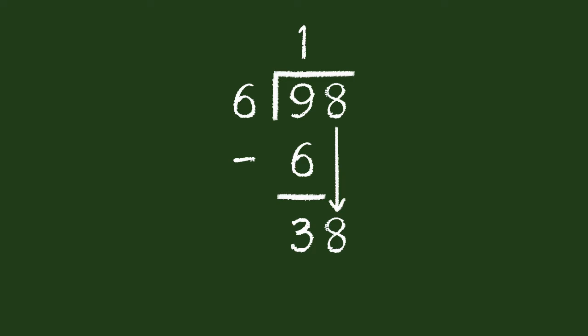Now we need to divide this 38 by 6. What would we multiply by 6 to get close to 38? From the times tables, we remember that 6 times 6 equals 36. So let's put a 6 in the ones column of the answer up here. Now multiply this 6 times the 6 of the divisor. 6 times 6 equals 36, so put the 36 down here under the 38.